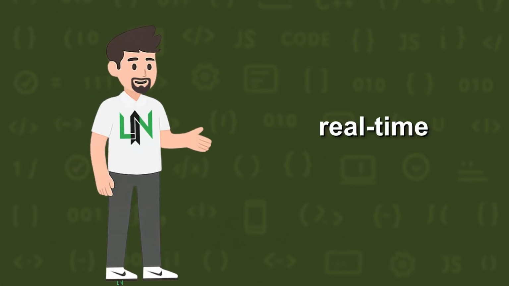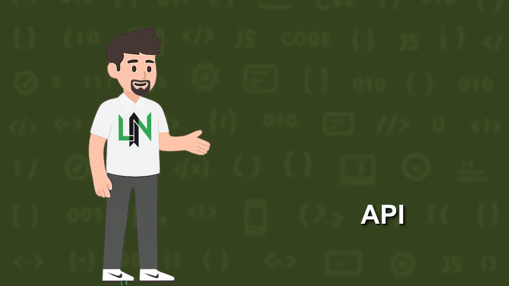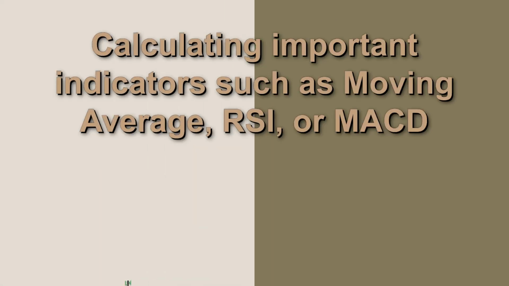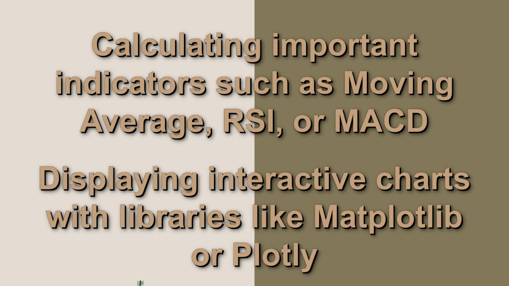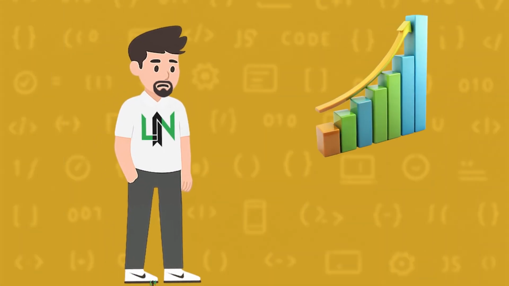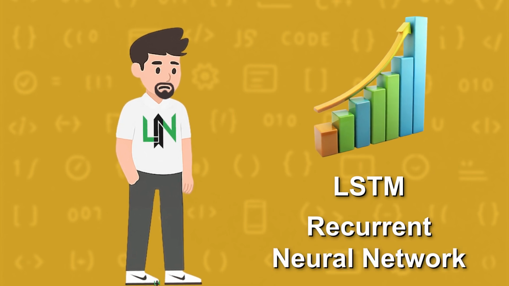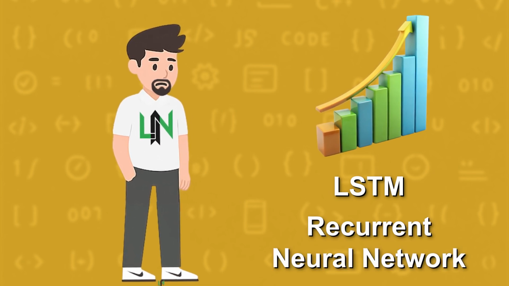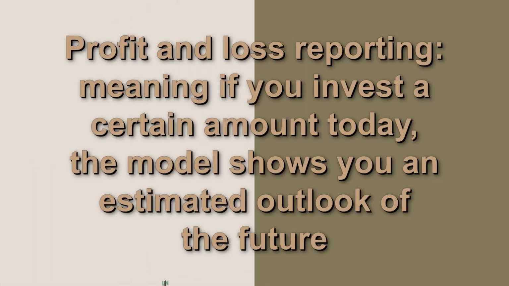1. Fetching live real-time data from exchanges using API. 2. Calculating important indicators such as moving average, RSI, or MACD. 3. Displaying interactive charts with libraries like Matplotlib or Plotly. 4. Building a prediction model using algorithms like LSTM recurrent neural network or even simpler regression models. 5. Profit and loss reporting, meaning if you invest a certain amount today, the model shows you an estimated outlook of the future.